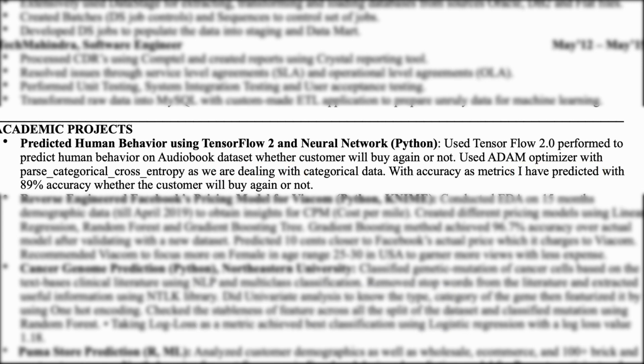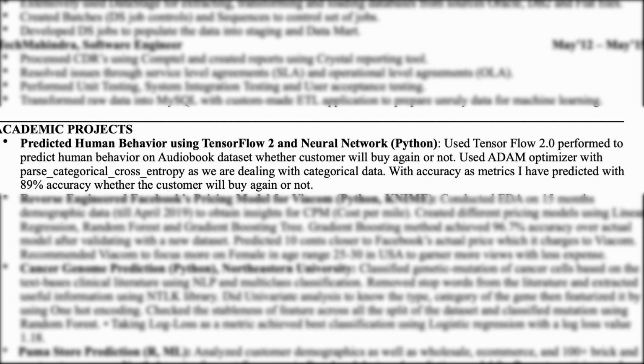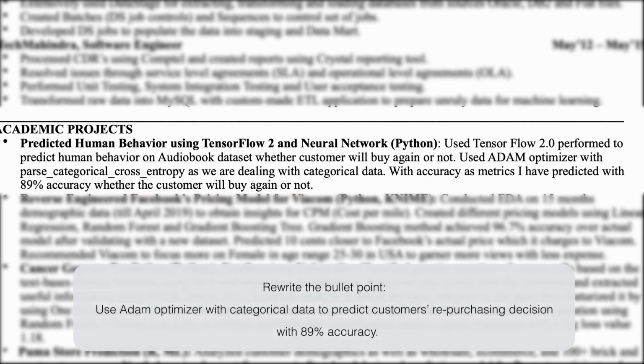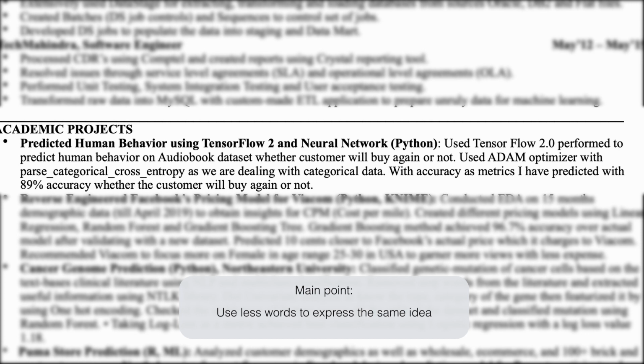In the last sentence, we see this expression, "whether a customer will buy again or not." This is not concise or formal. I will change it to "customer's repurchasing decision." So the sentence will be, use Adam Optimizer with categorical data to predict customers' repurchasing decision with 89% accuracy. The main point here is to use fewer words to express the same idea.